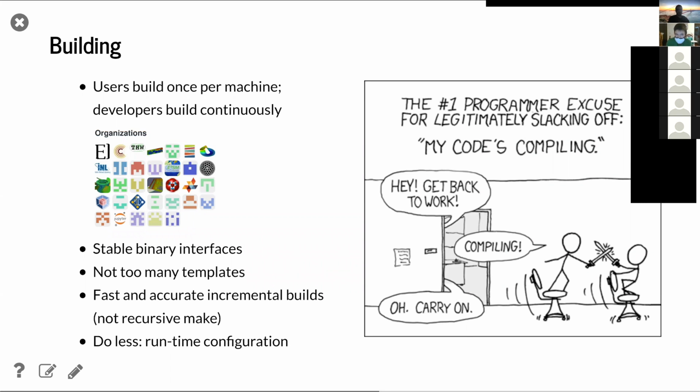Then there's just building. So users build once per machine. Developers build continuously. They build incrementally. They build on different machines. They perhaps are part of many different organizations. And so time is often sliced pretty thin. This includes the developers of, say, libraries that are downstream. And ways to help with that are stable binary interfaces, using programming constructs that can compile fast, making sure that accurate incremental builds are fast, and also not needing to build so much.